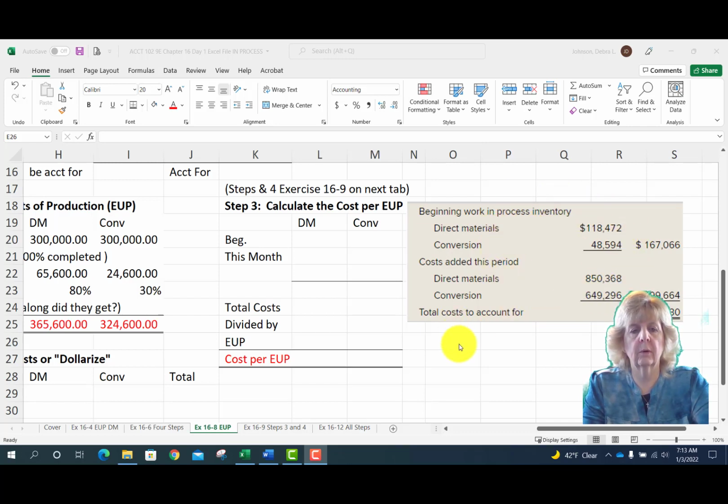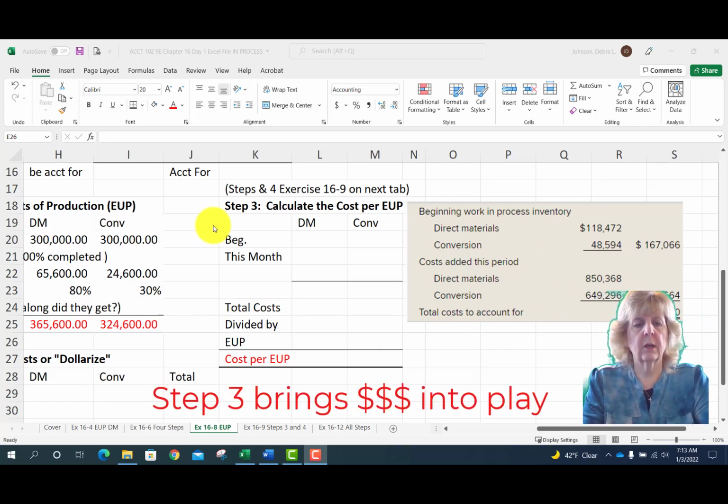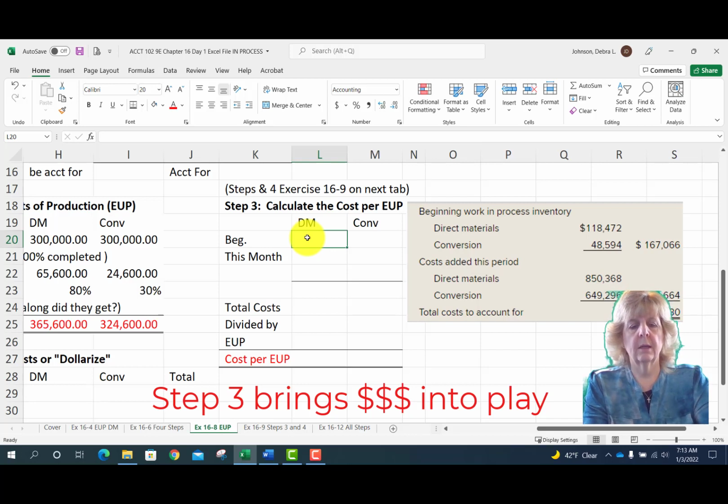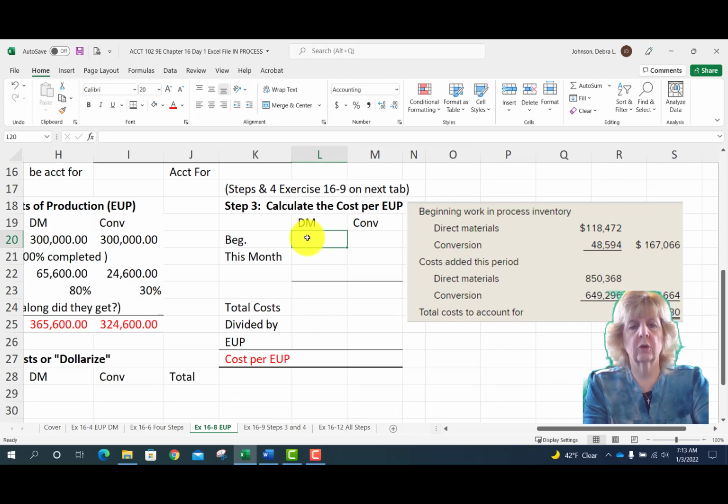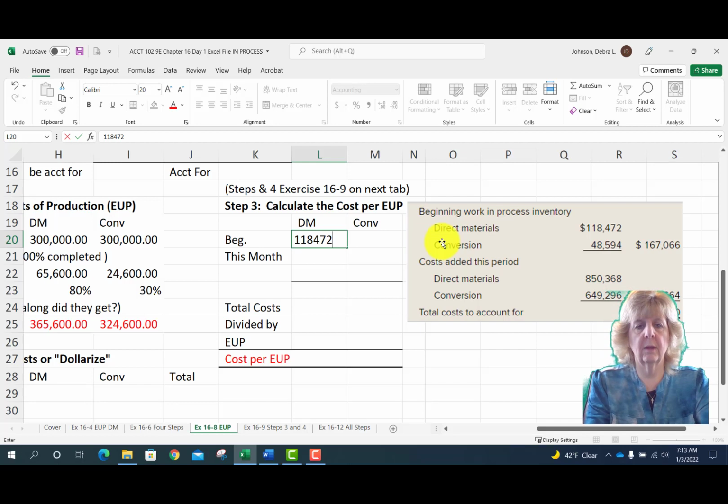copied the costs over, and we'll complete the problem on this tab. Step 3 brings dollars into play for the first time. So we know the units that came in, and now we're going to place dollars to the units. So here's the information for the beginning inventory. You'll notice that the author tells us how much came into us in terms of costs from the previous month.